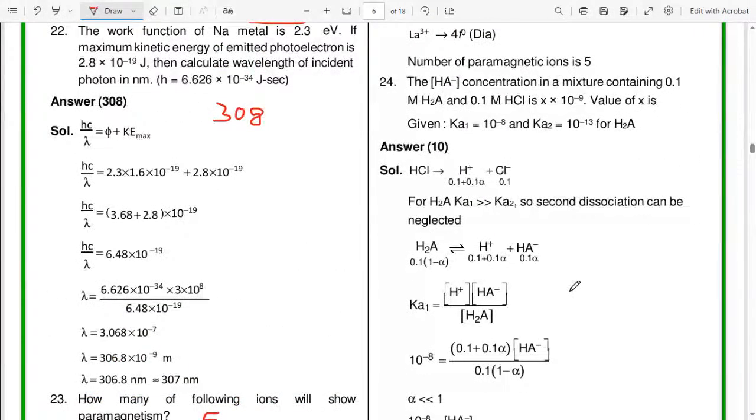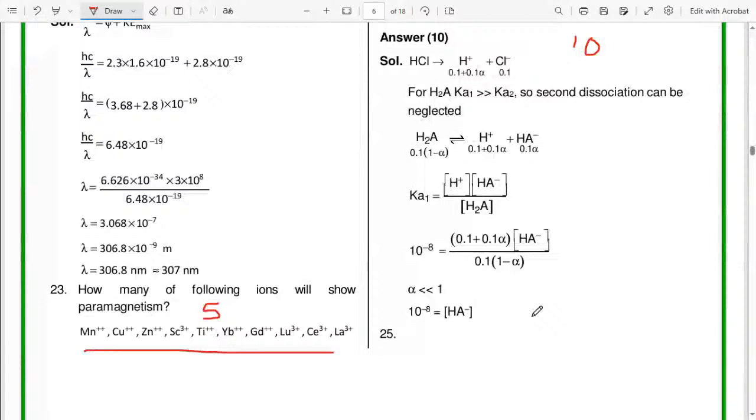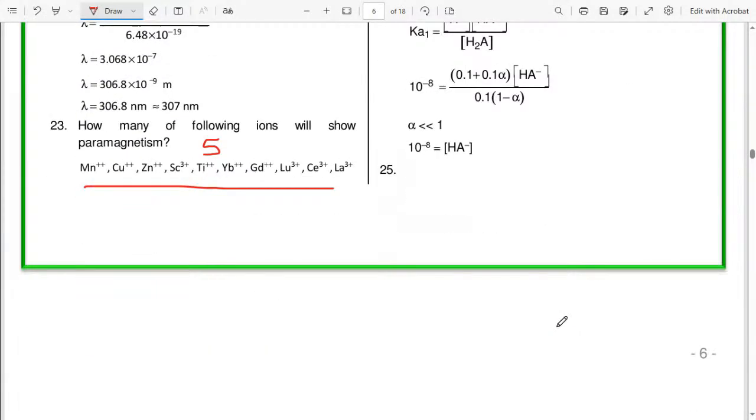Next, question number 24. The HA minus concentration in a mixture containing 0.1 molar H2A and 0.1 molar HCl is x into 10 to the power minus 9. The value of x is asked. Ka1 equals 10 to the power minus 8 and Ka2 equals 10 to the power minus 13 for H2A. So the answer is going to be 10, students. How? Yes, please go through the solution, you will get 10. So the answer is 10, students.